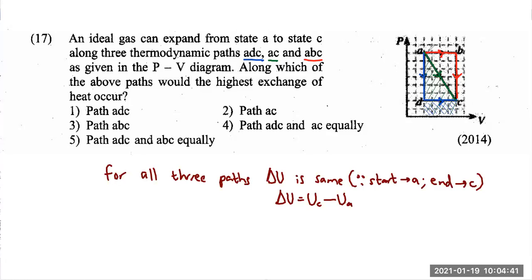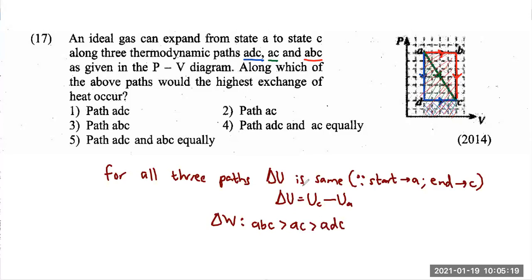And if you want to find the work done during ABC, during BC there will not be any work done, but during AB there will be work done. This whole area must be considered for AB. So you can see the difference. When you compare the work done, delta W will be highest for ABC, then AC, and then ADC. Sorry, it's not AB, it's ABC, then AC, and then ADC.